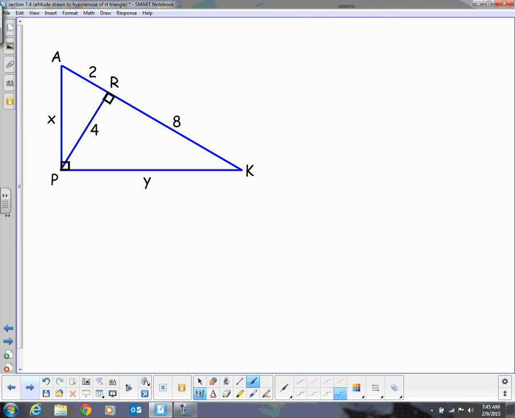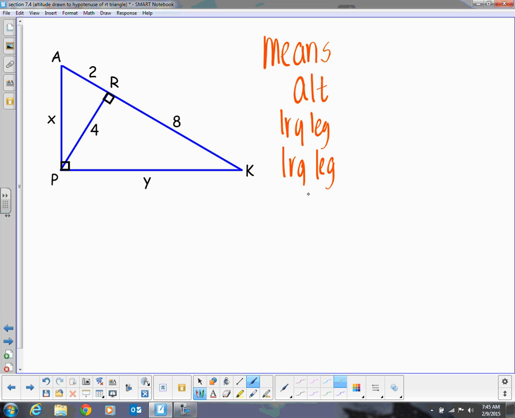Okay, let's do another one. All right, again, what do we do first? Find the means. We need the altitude, we need a large leg, and we need the other large leg. I suggest that you write altitude, large leg; by the time you finish the homework, you're going to remember. What's the altitude? 4. What's one large leg? X, and the other large leg? Y. So now, these are the geometric means. You put these in the mean position of different proportions.